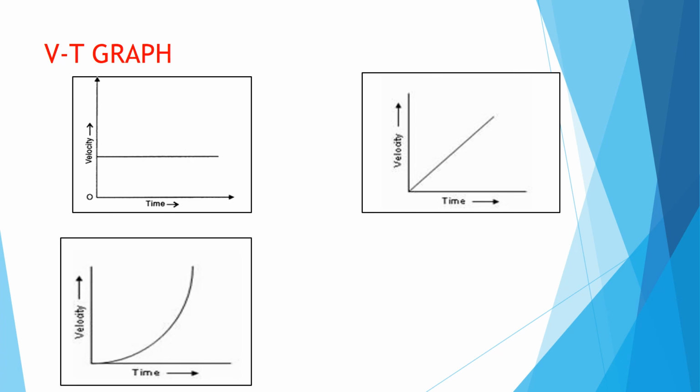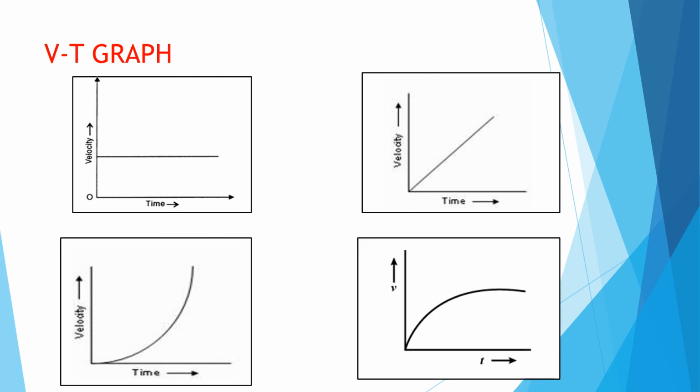The third one is where it looks like this. It means the acceleration is increasing as the slope is increasing. The next one is when it looks like this, in which the acceleration is decreasing because the slope is decreasing.